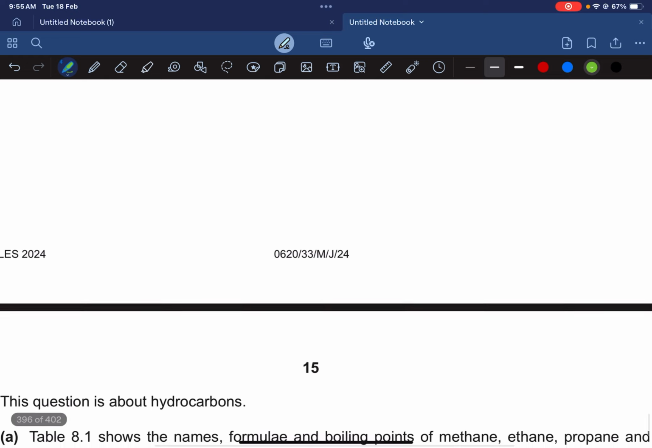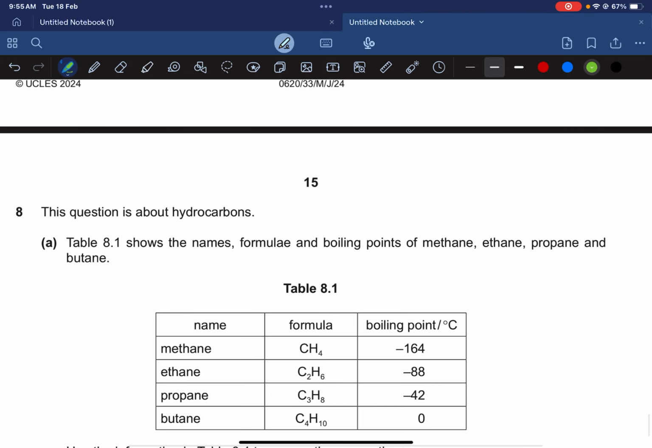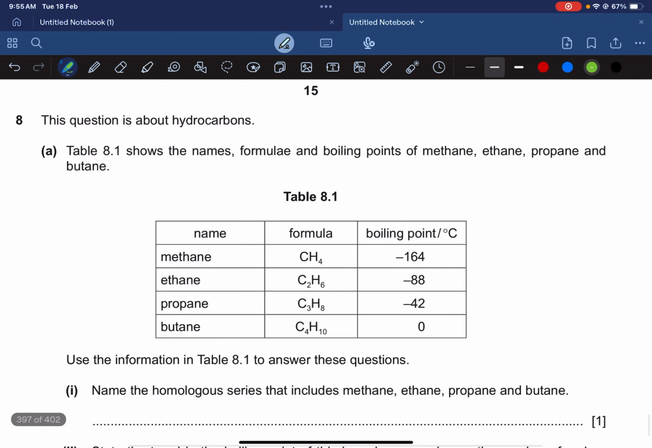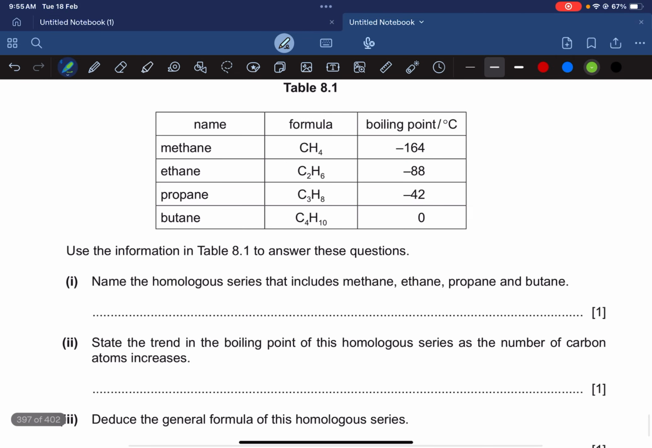Okay. Let's move on to the next question, which says this question is about hydrocarbons. Table 8.1 shows the names, formulae, and boiling points of methane, ethane, propane, and butane. Use the information in table 8.1 to answer these questions. Name the homologous series that includes methane, ethane, propane, and butane. Okay, the ane part tells us that these are all alkanes homologous series. Alkanes.